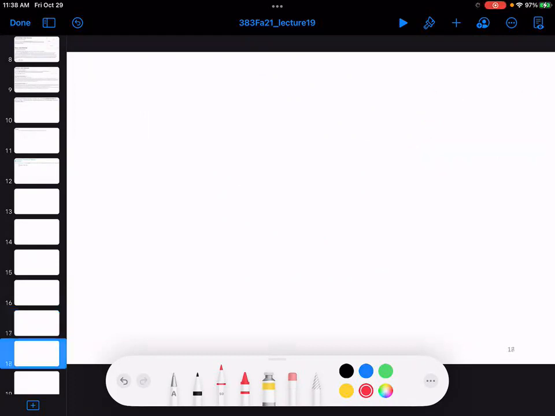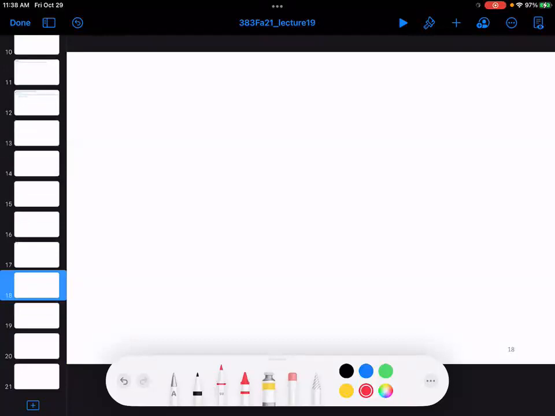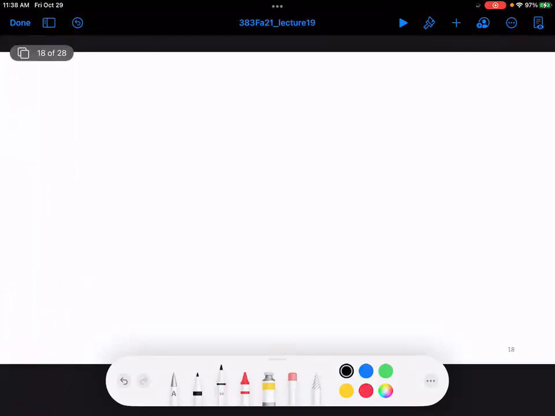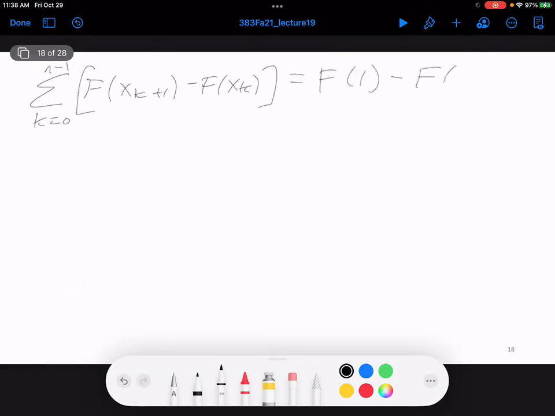Okay, why is this useful? So we know that the sum k goes from 0 to n minus 1 of F of xk plus 1 minus F of xk is equal to F of 1 minus F of 0. How can we view F of xk plus 1 minus F of xk? What could we use?